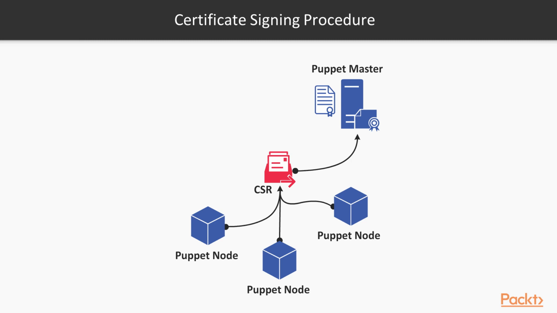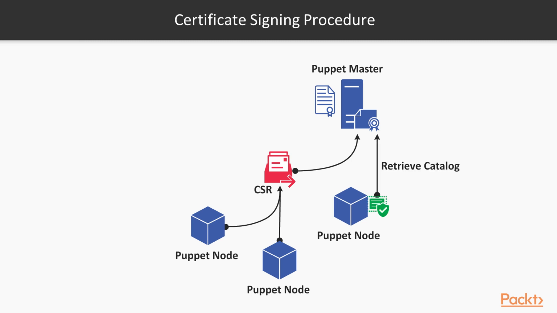So generally what happens is that whenever a new Puppet node is installed, it generates a certificate signing request to the hostname of the Puppet master, which is configured in our Puppet agent configuration file, puppet.conf. So in our case, in our puppet.conf configuration file, we have configured in the agent section the hostname of the Puppet master as server.pat.com. This certificate signing request is received by the Puppet master.